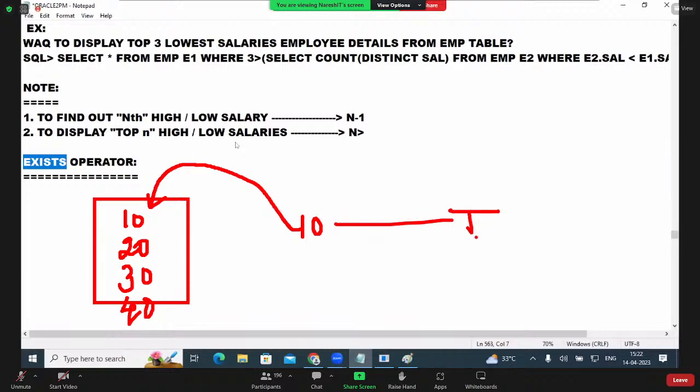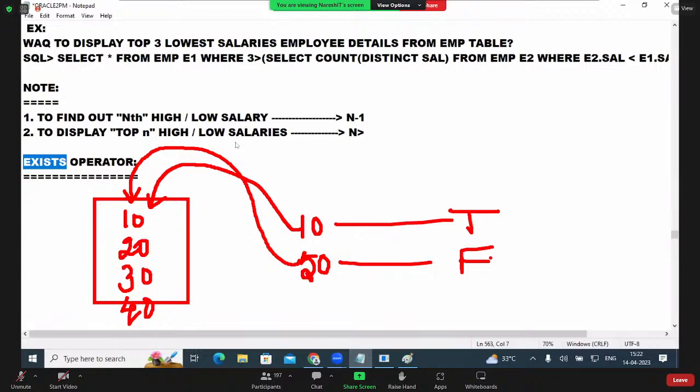Now next I'm asking, my next value is 50. Does the 50 value exist in my table? No. So it is not returned. That means the EXISTS operator just checks whether our required row is there or not. If it is there in the table, it returns true. If it is not there in the table, it returns false. This is the purpose of the EXISTS operator.